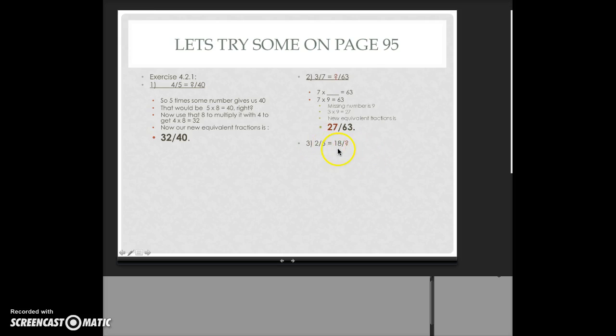We could do the same thing to this one. This is number 3 on that page. 2/5 is equal to 18 over something. So we figure out what the 2 and 18, 2 times something gives me 18. Obviously it's 9. We use that 9 to multiply the numerator, or 2 times 9 is 18, so I notice that 9 is missing. So I use that 9 for the denominator, so 5 times 9 is 45. And so we now have 18/45.